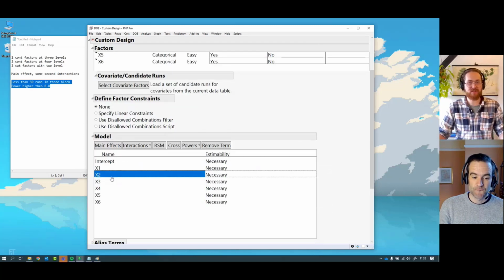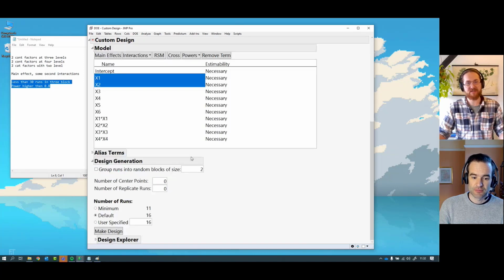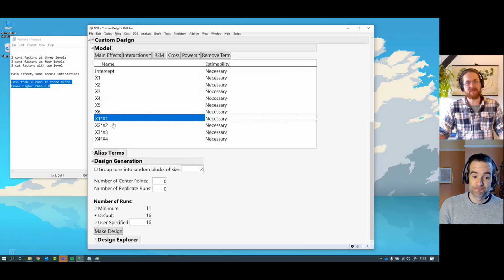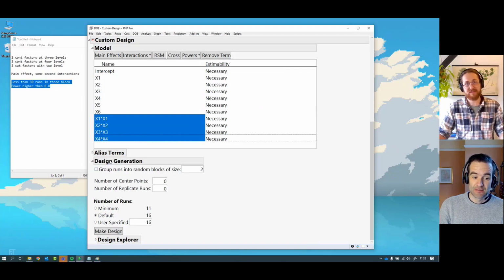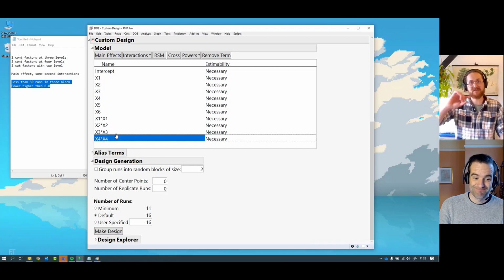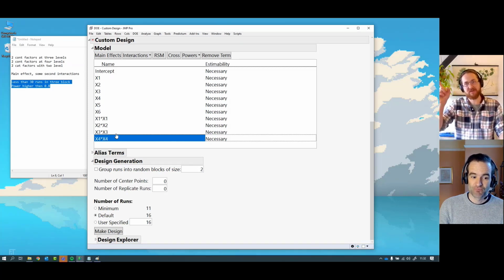The first 2 X's here are the ones that I want to have at 3 levels. To get them at 3 levels, I have to have them to the power of 2, and now I have them all at 3 levels. Then there were 2 of them I wanted to test at 4 levels. So a quadratic term is to the power of 2, and a cubic term would then be to the power of 3.